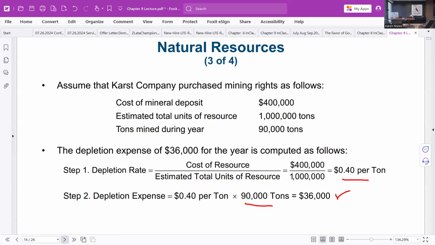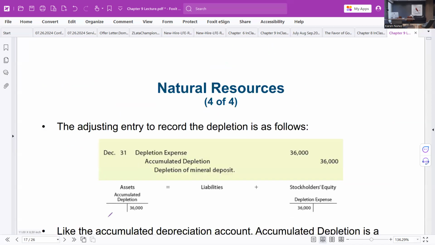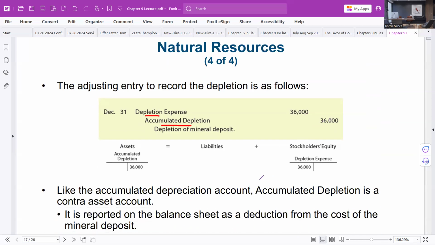And in an adjusting entry, that's exactly what we do. Debit depletion expense, credit accumulated depletion, just like with depreciation, only we call it depletion. So debit the expense, credit the accumulated account, and we would do that every year for the amount that needs to be recognized. And accumulated depletion is a contra asset account, just like accumulated depreciation. So it offsets the natural resource that it is related to.